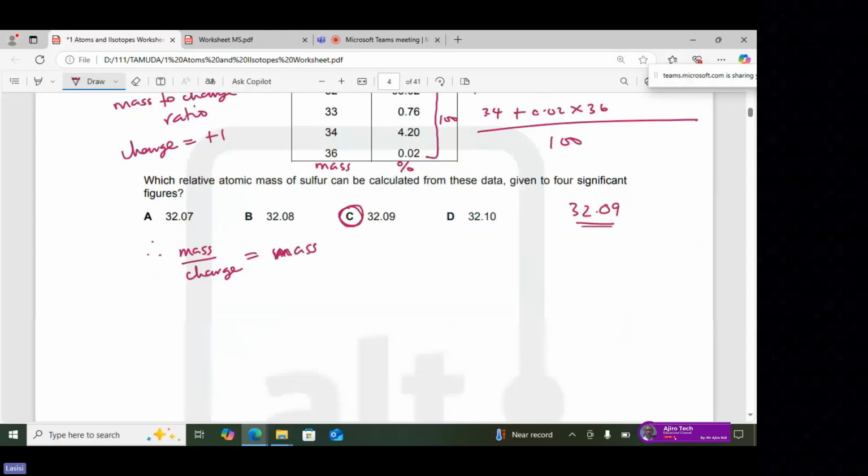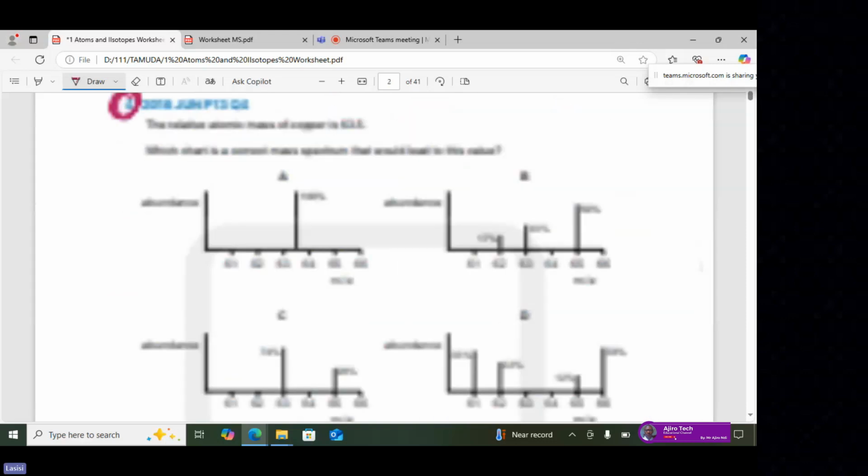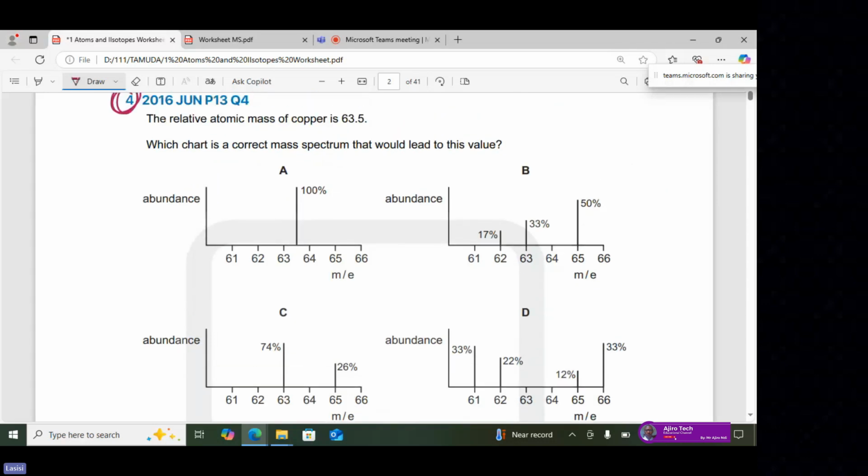Now let's go back to the one we skipped. Which one, when you multiply, gives the answer? It can't be this one, because the isotopic mass cannot be fractional. It has to be a whole number, so it can't be this. So which one is likely to be the answer? C may likely be. Let's try.